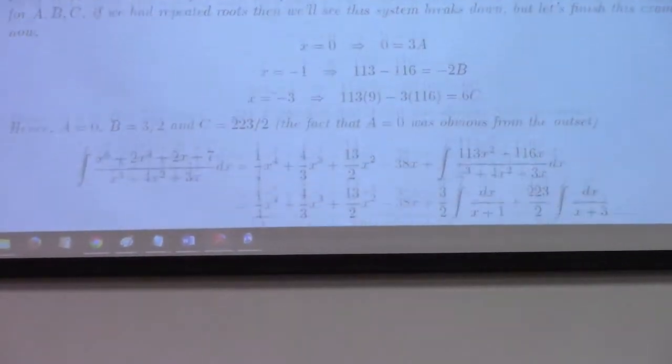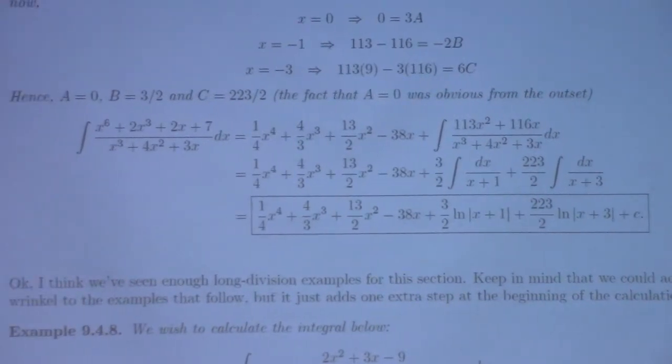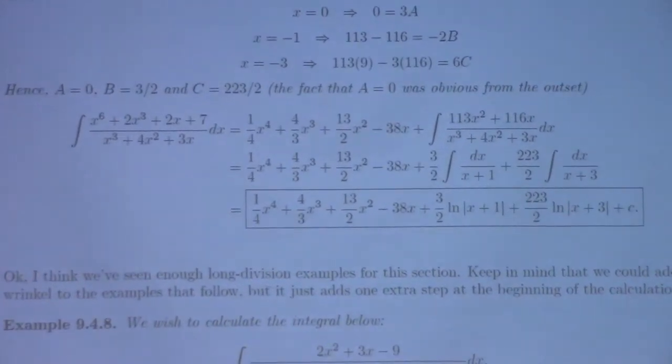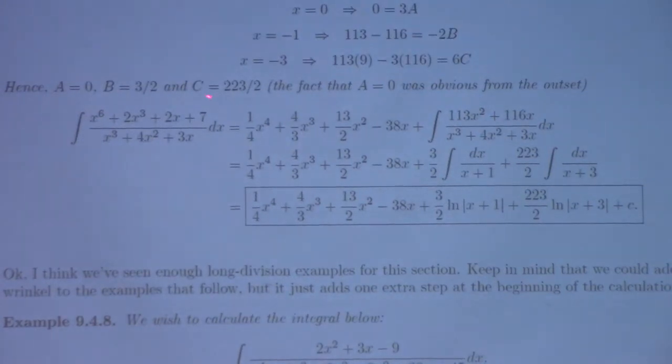Here are the awful details for that problem. Actually, the fractions a and b are not so nice there. They end up being 0, 3/2. And I guess a and b are okay, but c is apparently 223 over 2. All right.